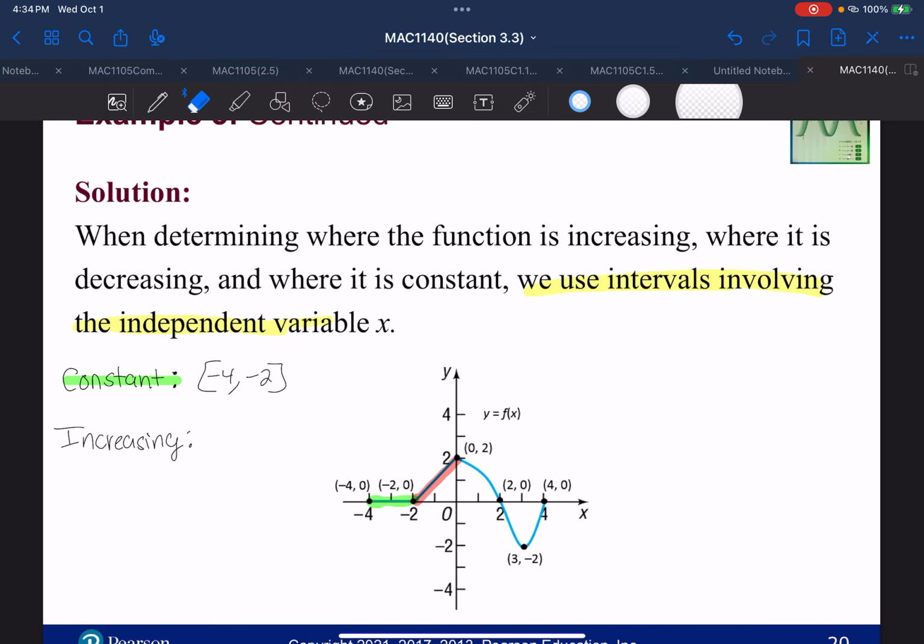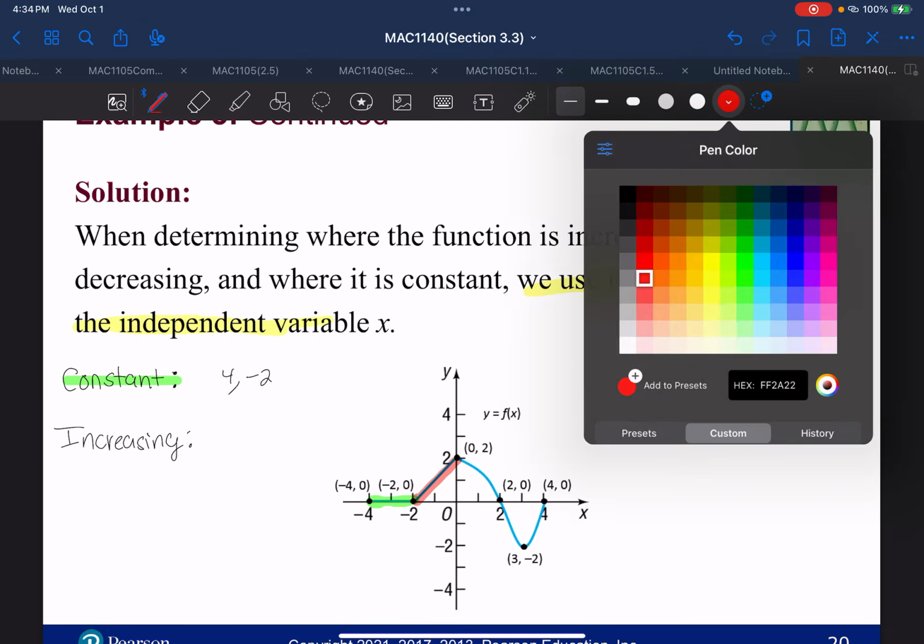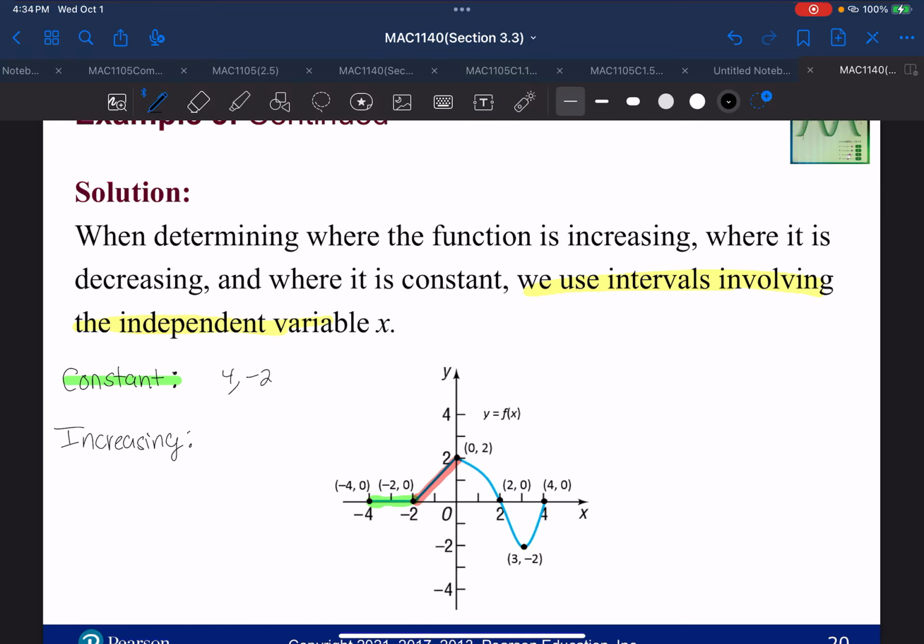0. And I'm so sorry, this should be parentheses, not brackets. Anytime we're talking about increasing, decreasing, or constant, we're just talking about parentheses here because the endpoints are not necessarily increasing or decreasing or constant. They're just there. So for increasing, this would be from -2 to 0, the x value of 0.